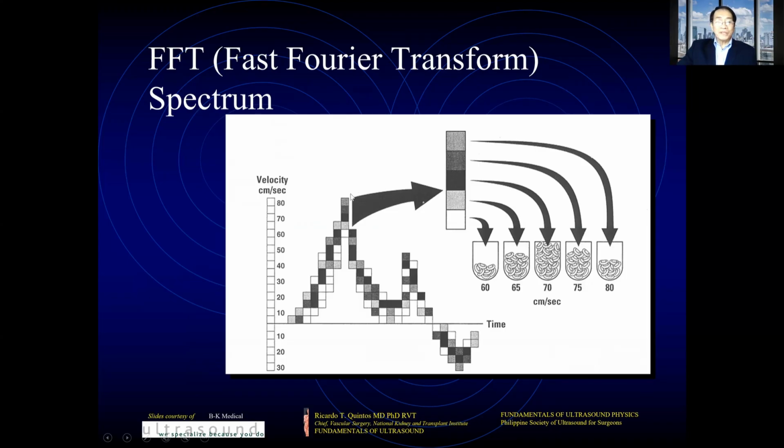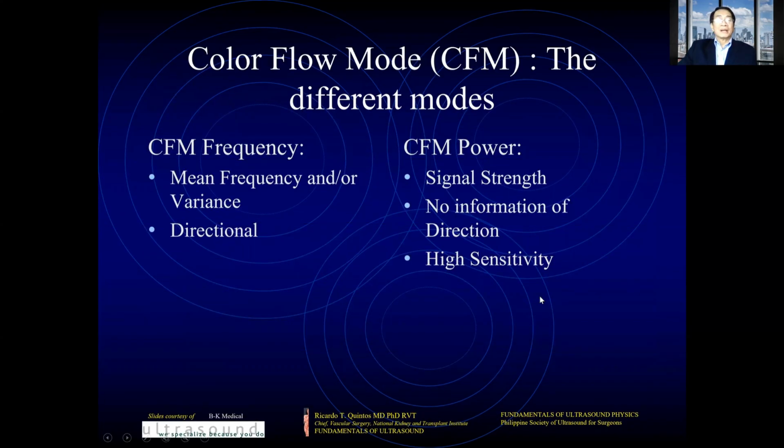So the highest frequencies or the highest velocities will be at the top of the waveform, and the lowest frequencies will be at the baseline at 0. And then if you have particles moving away from the transducer, then you will have a negative deflection in the waveform. And so with that, we now come to the discussion on color flow mode.